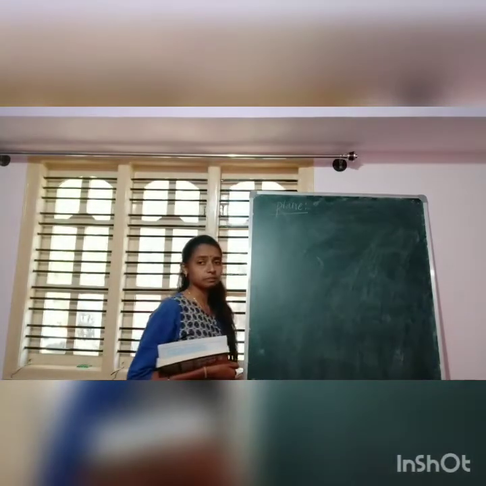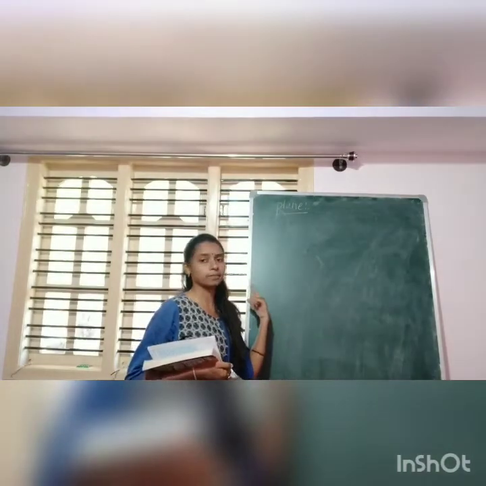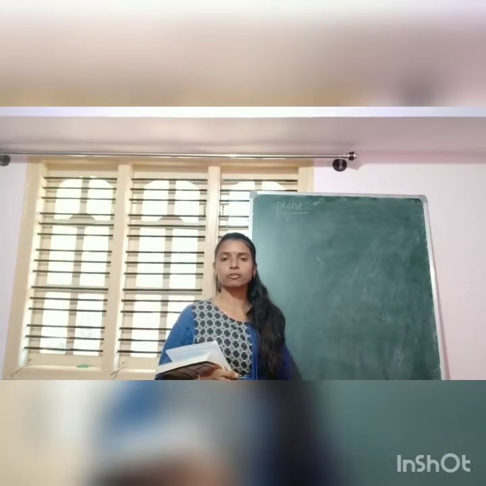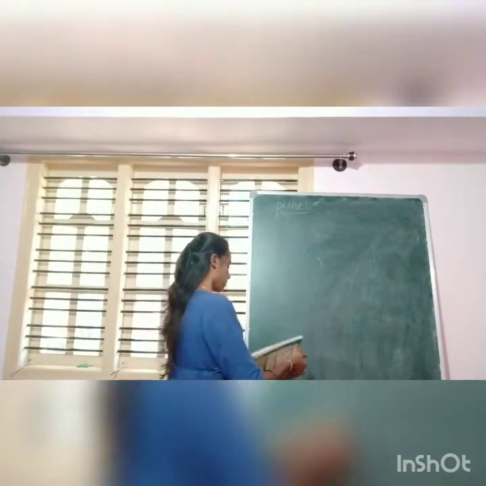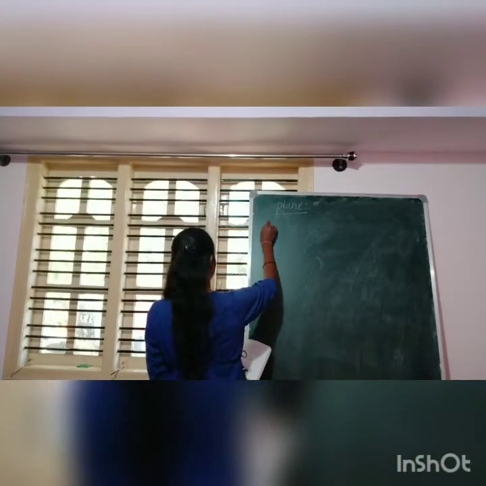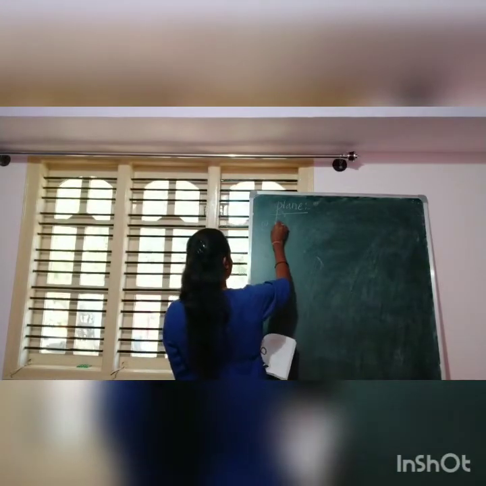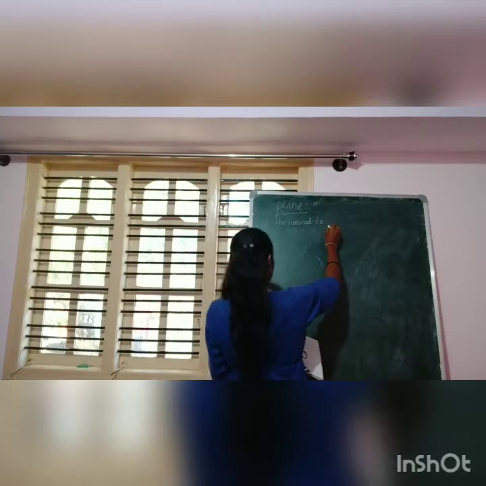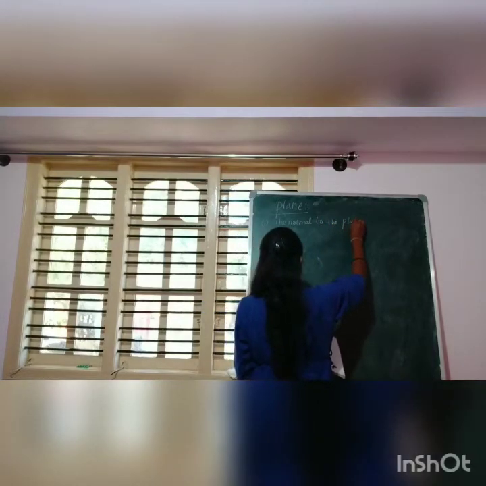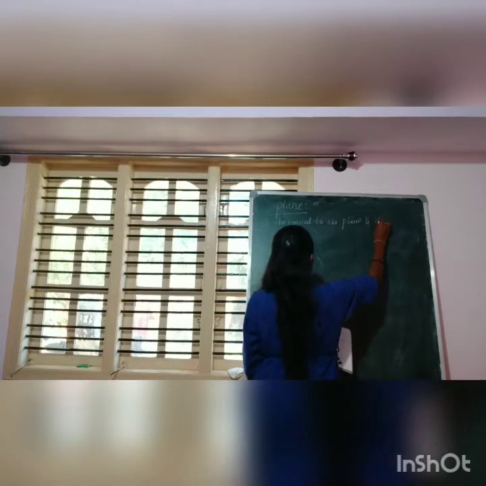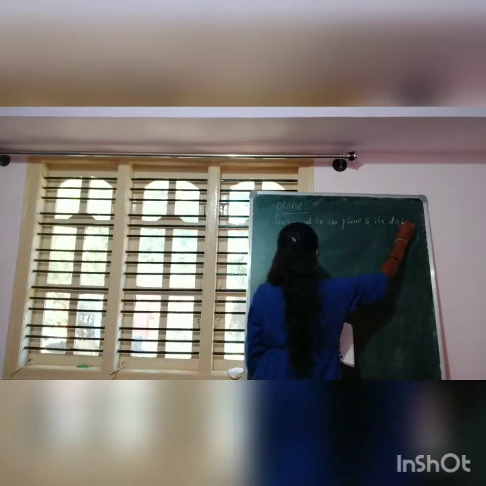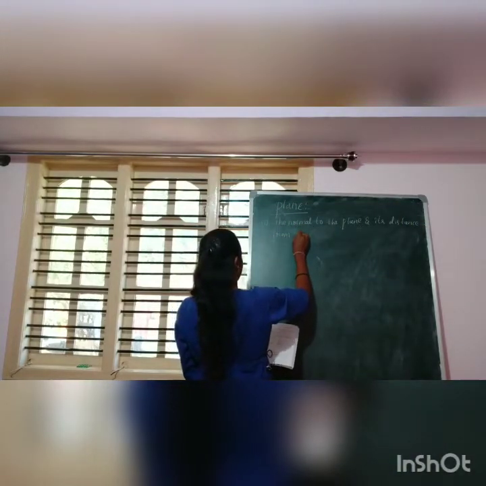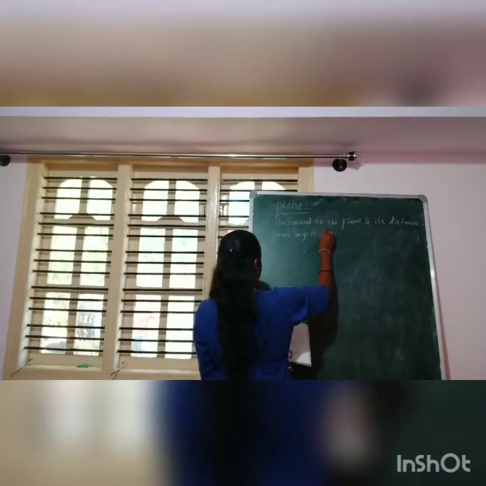Hi guys, the next concept in this three-dimensional geometry is a plane. So a plane is determined uniquely if any one of the following is known. So we'll see the following points. In that, the first one, the normal to the plane, and its distance from the origin is given.